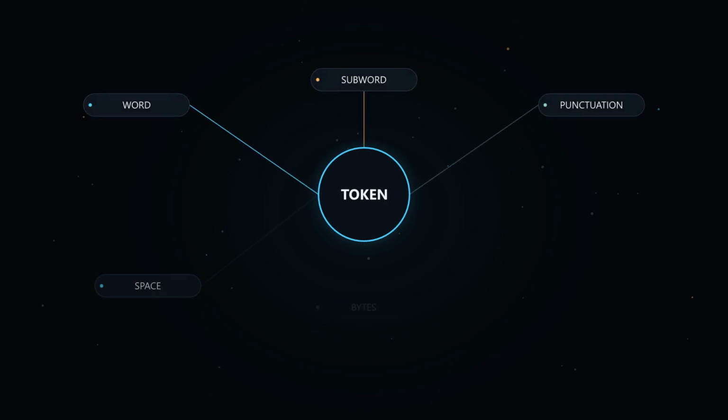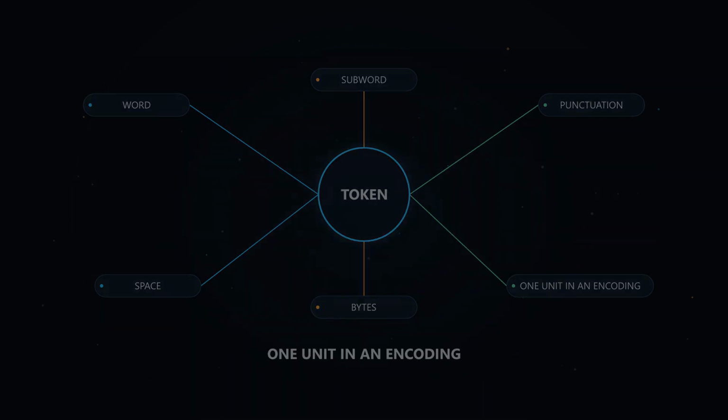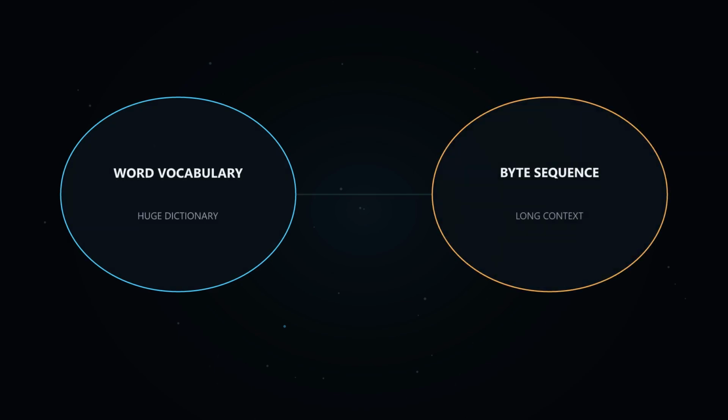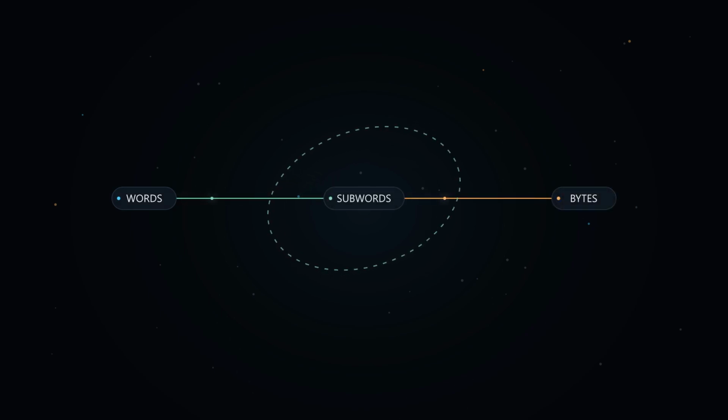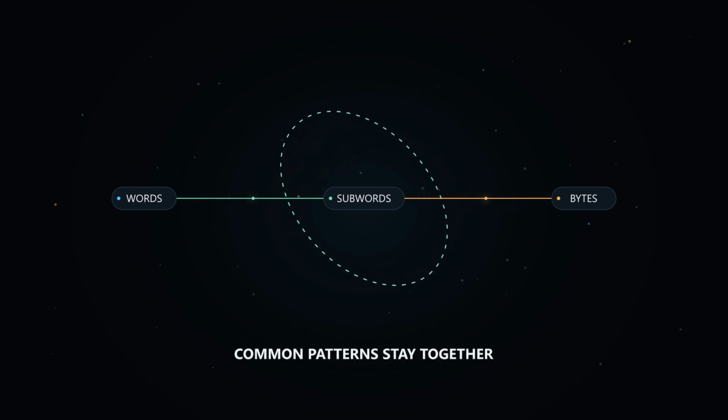Depending on the tokenizer, it may be a whole word, part of a word, punctuation, white space, a character, or bytes. Why not use one token for every word? The dictionary would become enormous, and new names would fall outside it. Why not use only characters or bytes? The sequences become much longer. Subword tokenization lives between those extremes. Common patterns can stay together. Rare text can still be assembled from smaller pieces. Modern systems often choose some version of this compromise.